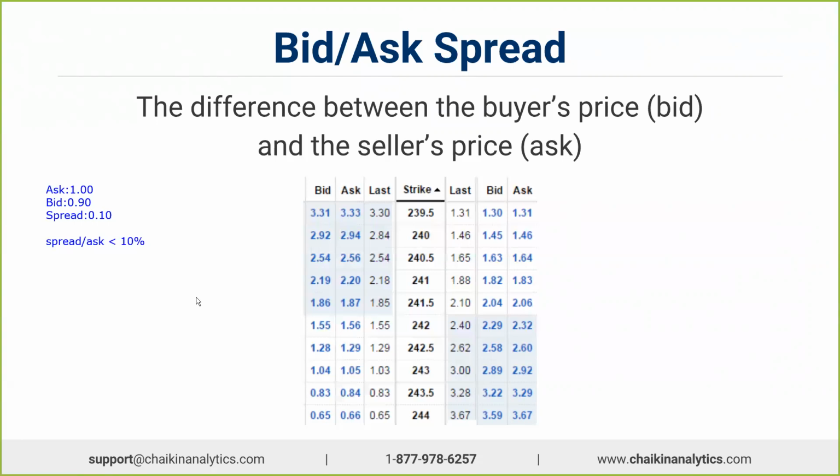So again, the wider the spread, the tougher it's going to be to exit when you want to exit, and so you should shoot for tighter spreads. I recommend staying under 10% of the ask. All right, so spread less than 10% of the ask. That's what I encourage people to do. The wider the spread, the riskier the ability to exit at the price you want.